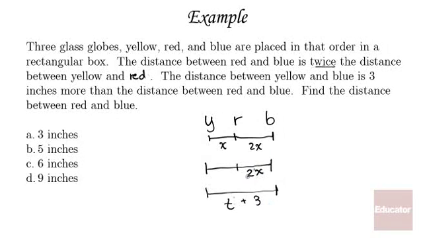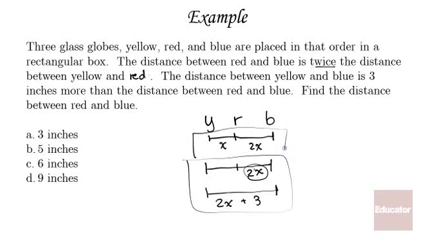Then using that piece of information to come down to here, it's going to be 2x plus 3. So we've combined this second set of information to compare to this first set of information. So what we're basically saying is 2x plus 3 is going to equal, this whole distance is going to equal this whole distance, 3x.